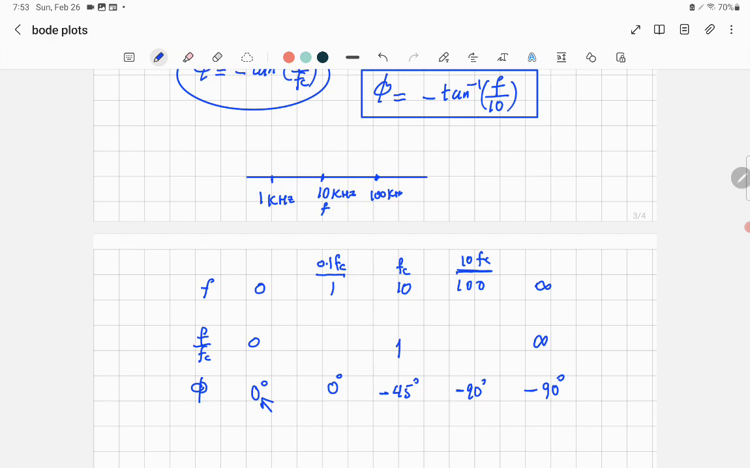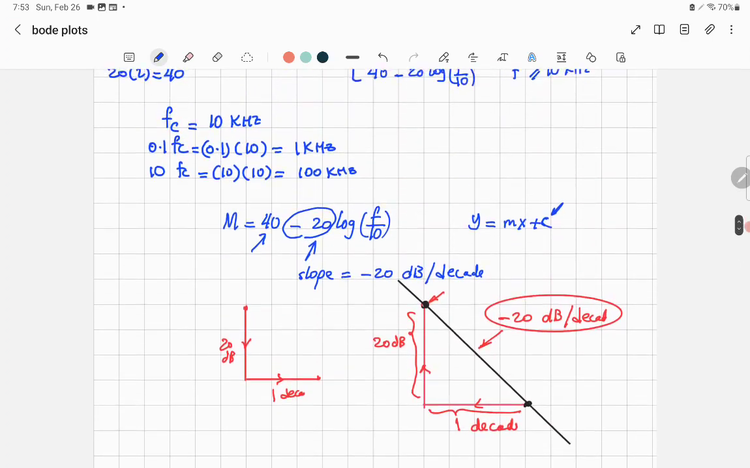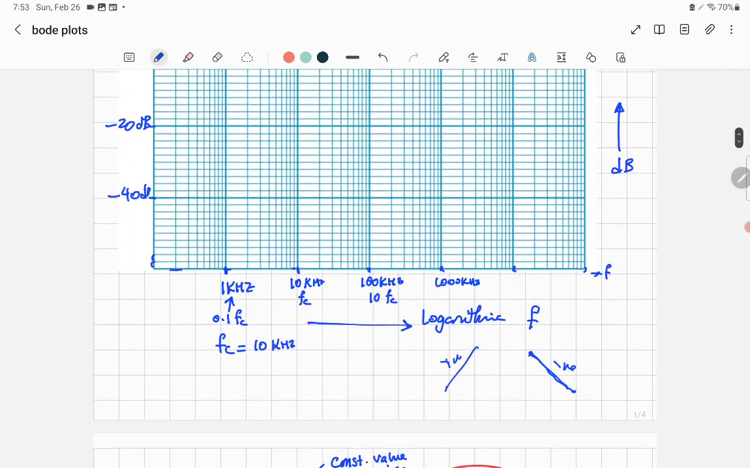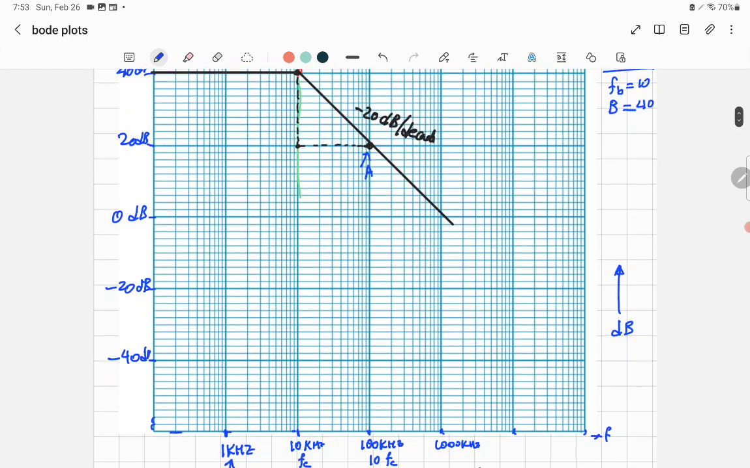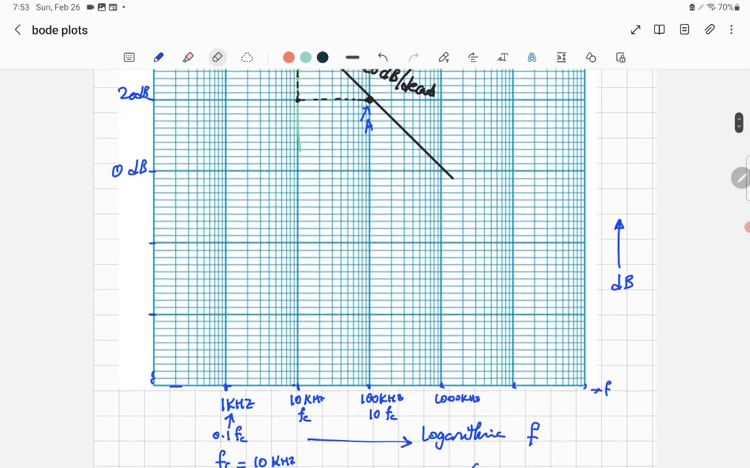So at fc, it's negative 45. At 0.1 fc, it's equal to 0. At 10 fc, it's equal to negative 90. So you will go to the semi-log paper here. Let's say the top part I'm going to use for the magnitude, and for the bottom part I'm not going to use decibels. I'm just going to do the phase.